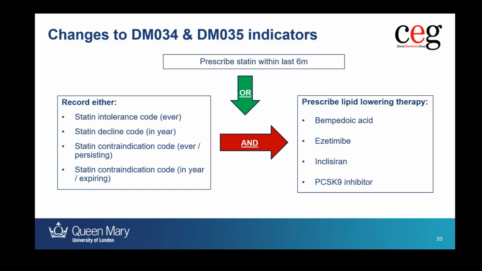This is just a visual representation of what Dr. O'Hanlon discussed earlier on in the presentation. This is similar to cholesterol 003. To satisfy these two indicators, you need to prescribe statin within the last 6 months, or if the patient declines or is unsuitable, so they have an intolerance or they're contraindicated, you need to code that and then prescribe them a lipid lowering therapy. Next slide.